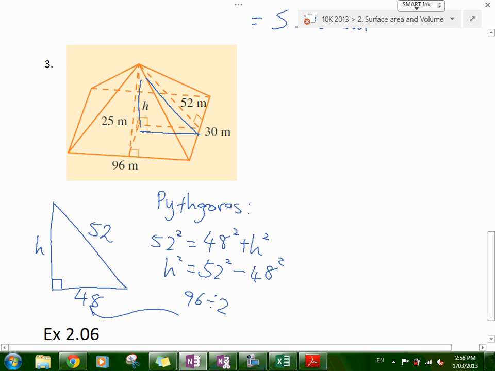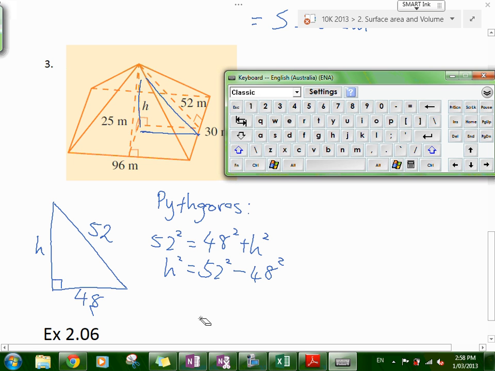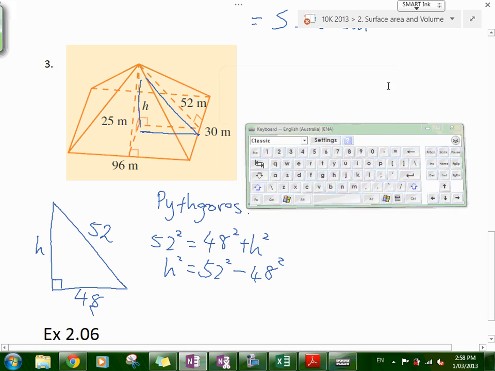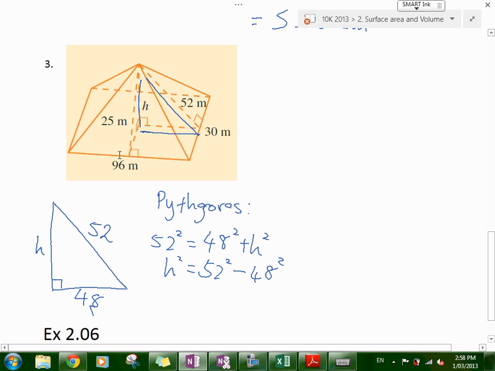Where did I get the 48, sorry? It's 96 divided by 2. You see here, you've got the 96, but we're only going from the center to the edge, so it's half of 96. Alright, so h squared equals 400. So h is equal to the square root of 400, which equals 20.